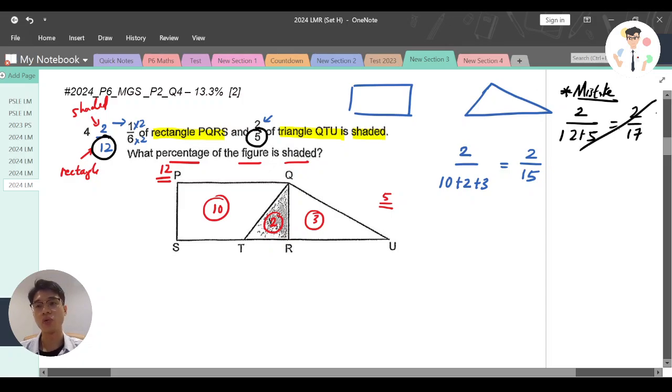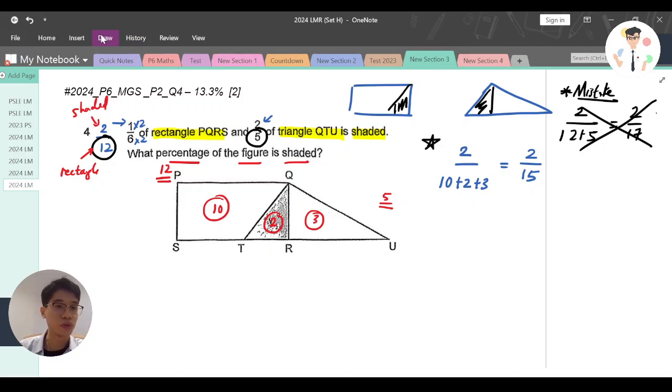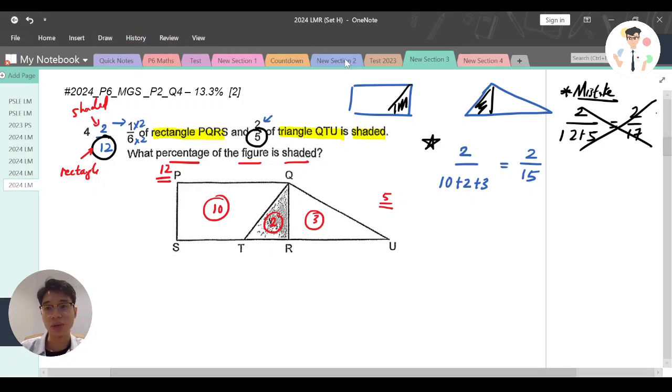This is actually wrong because you are calculating the overlapping part, which is here and here, twice. But here I overlap, so I should only count it once. That's why it is wrong. So just a kind reminder, please make sure you take note of this. This is the one that is correct, and this is the one that a lot of students will do wrongly.